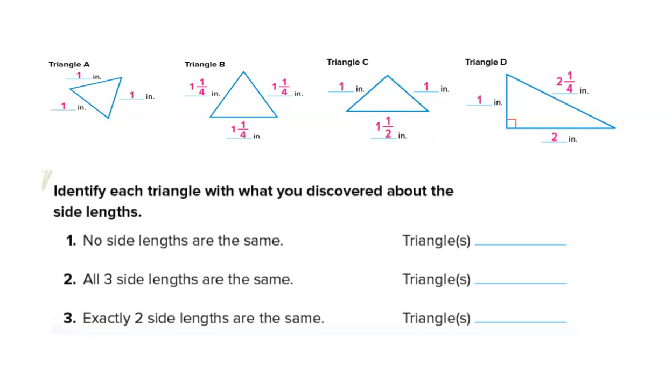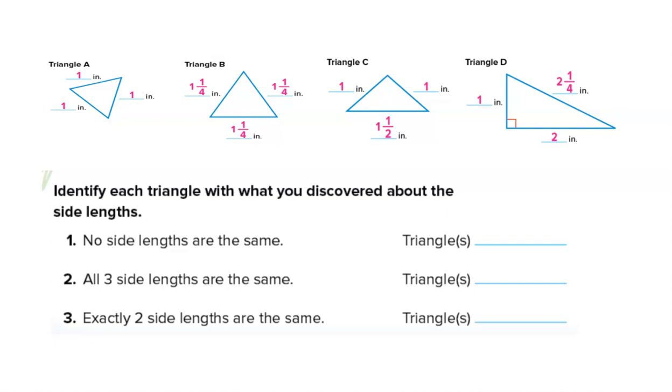See if you can figure it out. Look at all 4 triangles. If you said A and B, then you're correct. Triangle A, each side is the same. Each side is 1 inch long. And then for triangle B, each side is also the same because each side is 1 1/4 inches long.